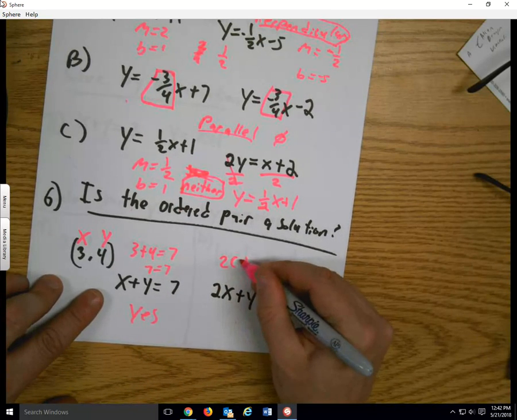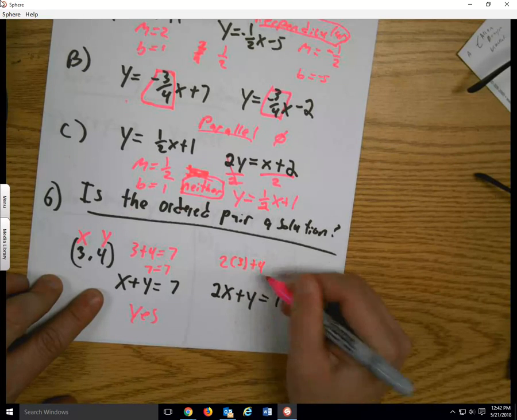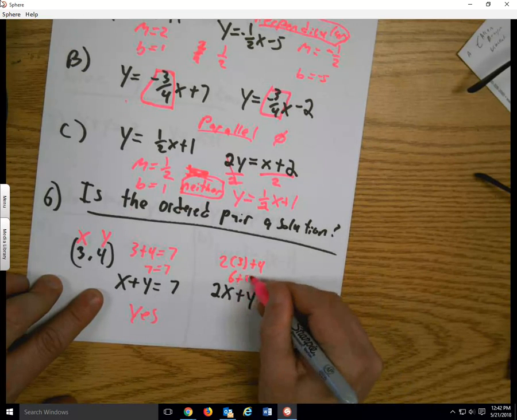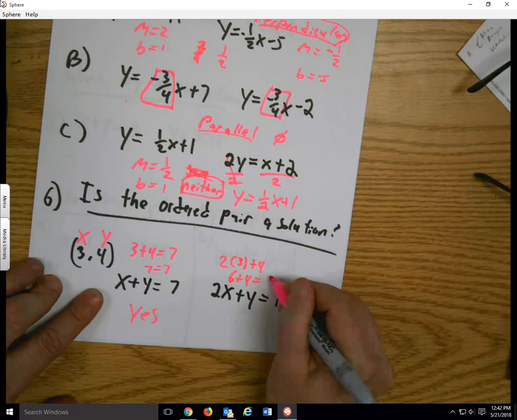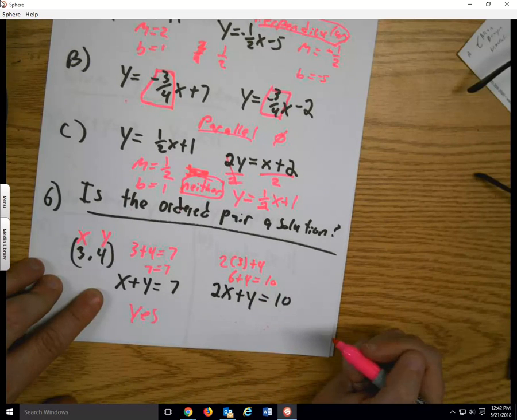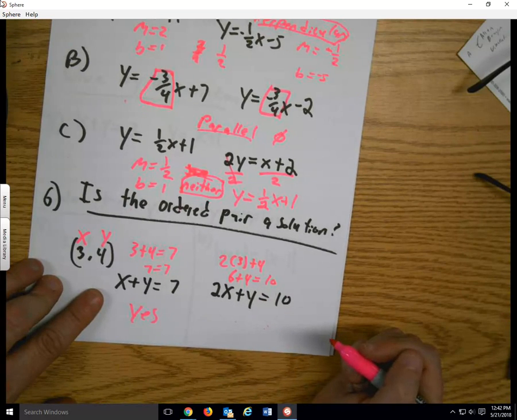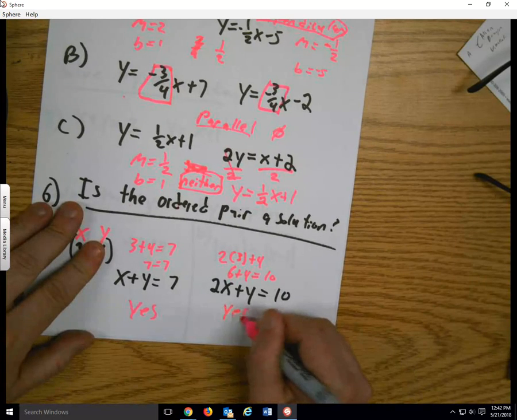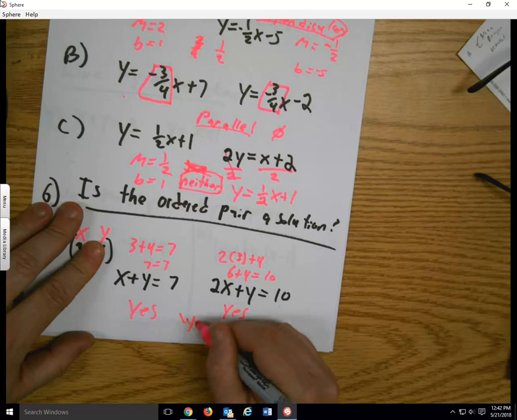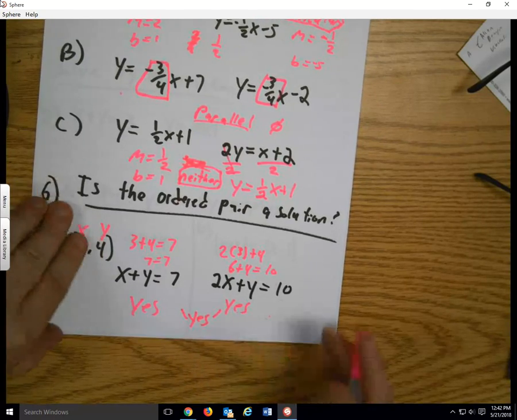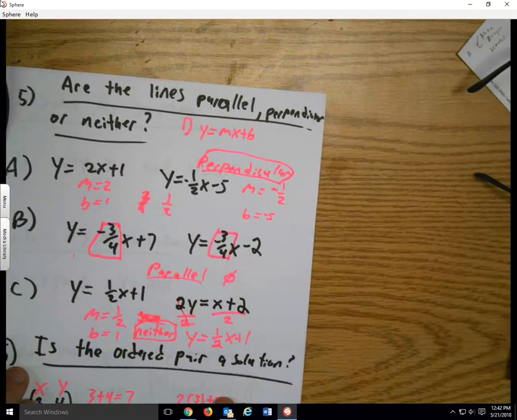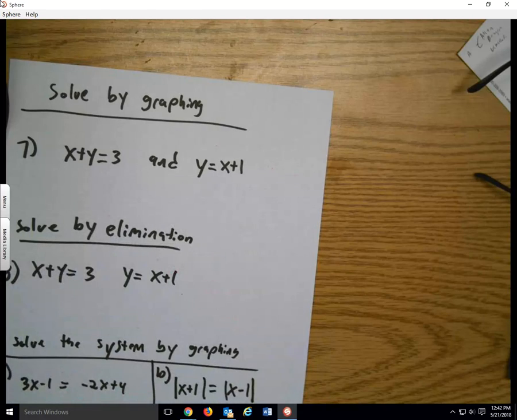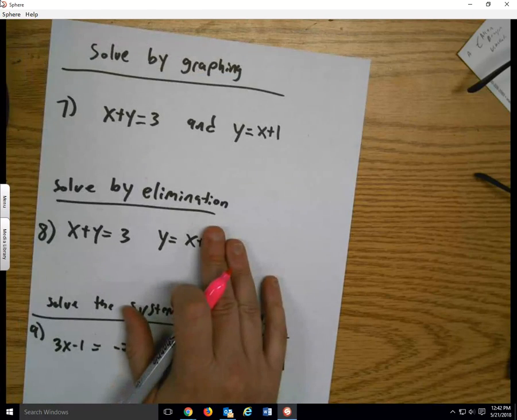So then we have the second equation. Instead of an x, you'd put a 3. Instead of a y, you'd put a 4. 6 plus 4 equals 10. Is that true? Actually, that is true. 6 plus 4 does equal 10. So, yeah, if they're both yes, the answer is yes. If just one of them was no, the answer would be no. If both of them were no, of course it would be no.